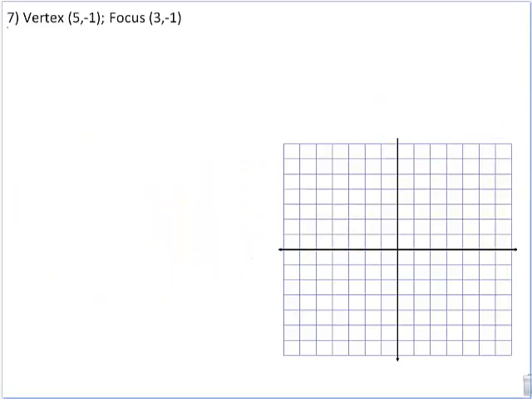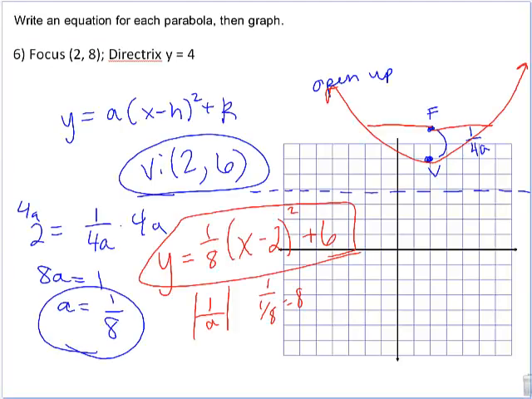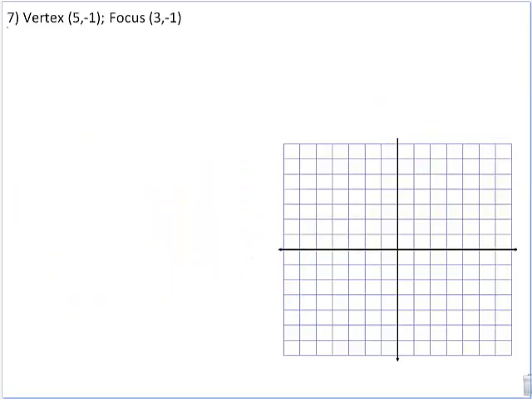This time, next time I'll give you the focus and the vertex. We good? Yeah? Okay, so this time we have the vertex at 5, -1, and the focus at 3, -1. Okay, so graph these. So the vertex, 1, 2, 3, 4, 5, -1. Focus, 3, -1.